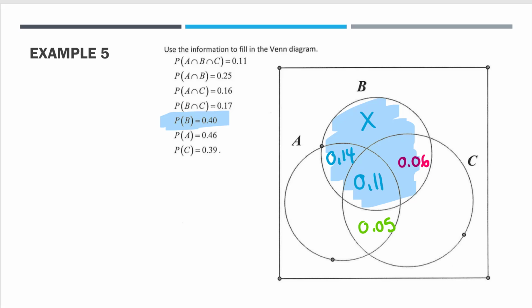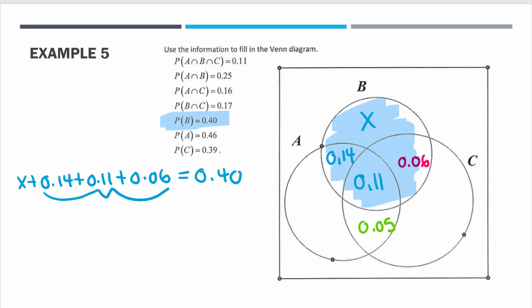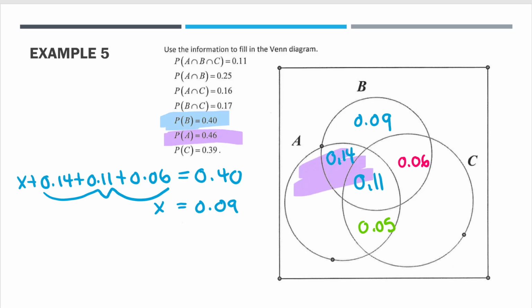So if I put that x in the remaining portion, that means that x plus 0.14 plus 0.11 plus 0.06 has to add to 0.40. So I subtract the terms on the left-hand side from both sides, and I simplify to get 0.09. I move on to the probability of A. So the entire shaded region has to add to 0.46. I'll place my x in there.